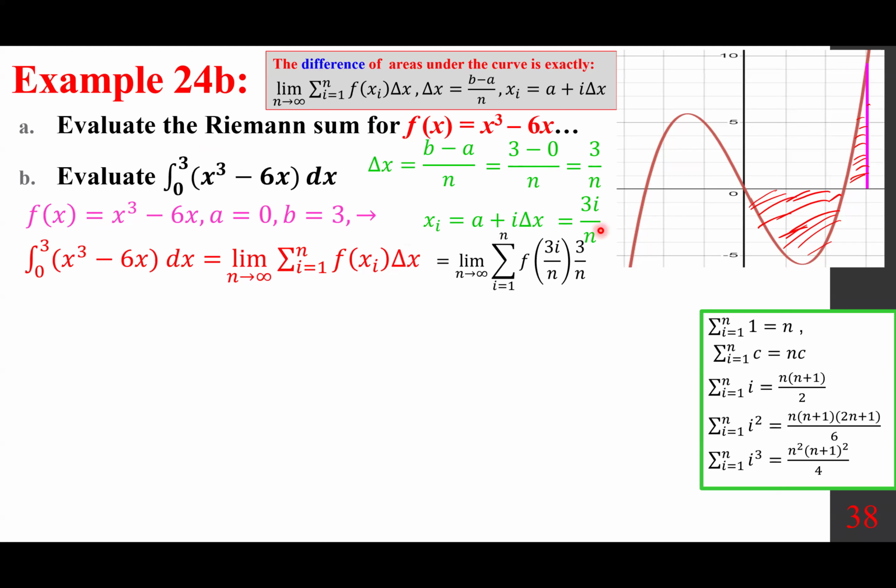Now, we want to take this limit, and what we can do for now is ignore the limit and simplify this part, everybody. Let's work on this. And then last, whenever it's completely simplified, then we take the limit. We can do that.